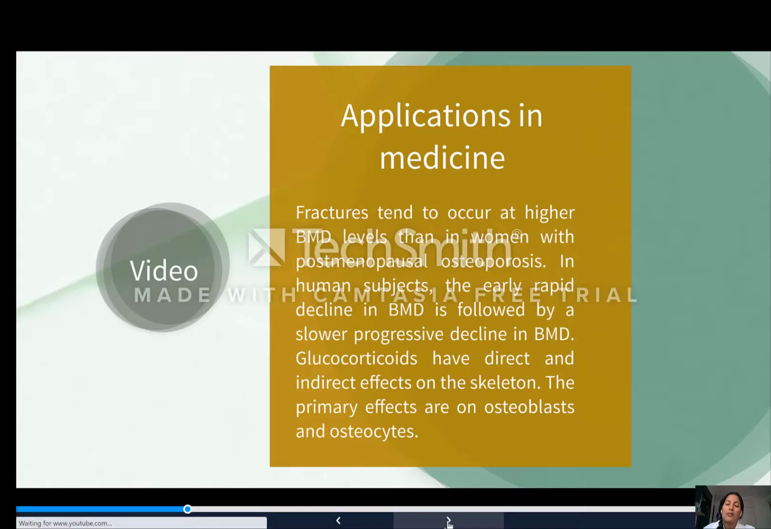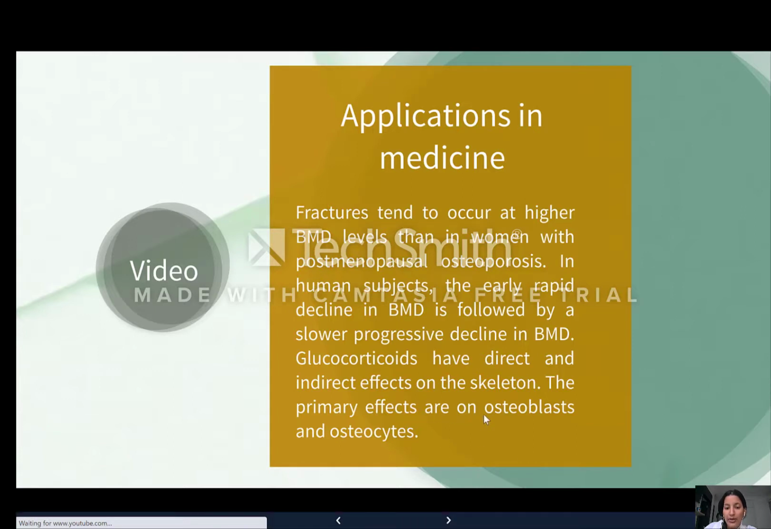Fractures tend to occur at higher BMD levels than in women with postmenopausal osteoporosis. In human subjects, the early rapid decline in BMD is followed by a slower progressive decline in BMD. Glucocorticoids have direct and indirect effects on the skeleton. The primary effects are on osteoblasts and osteocytes.